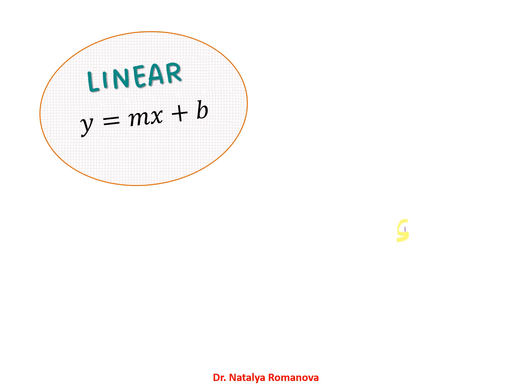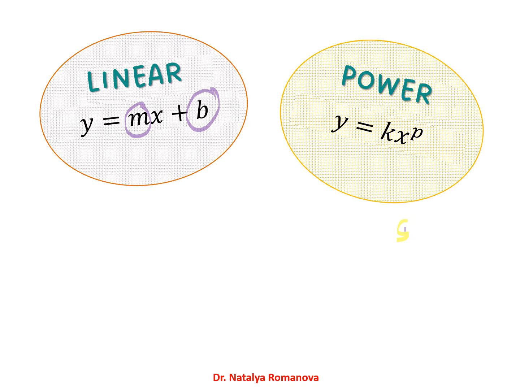A linear function in slope-intercept form is y = mx + b, where m is the slope and b is the intercept. Here m and b are real numbers. A power function can be written as y = kx^p. Here k and p are real numbers and k is not equal to 0.